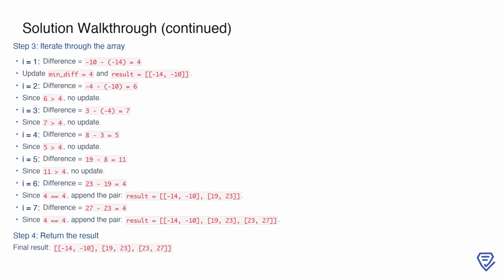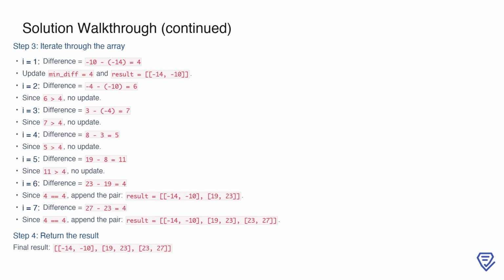The difference between -10 and -14 is 4. Since 4 is smaller than infinity, we update min_diff to 4 and add the pair -14, -10 to our result list. The difference between -4 and -10 is 6, which is larger than min_diff, so no changes are made.